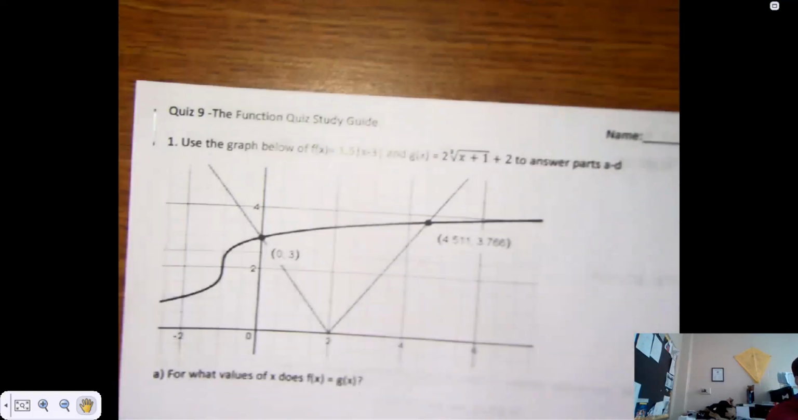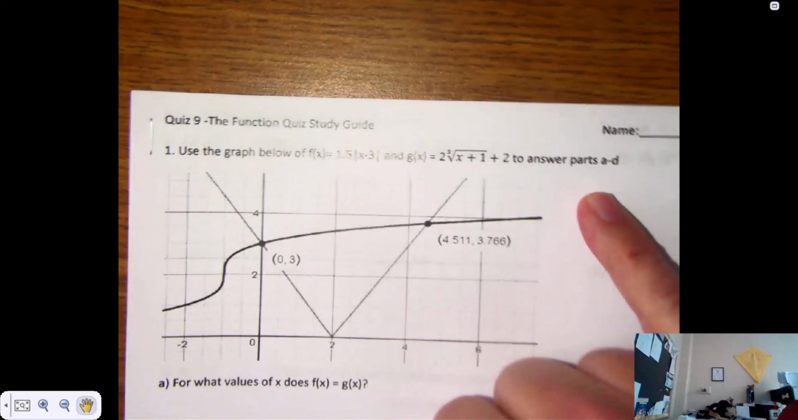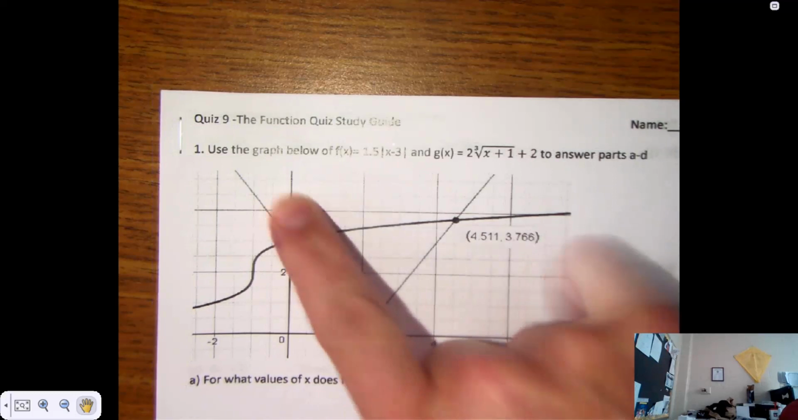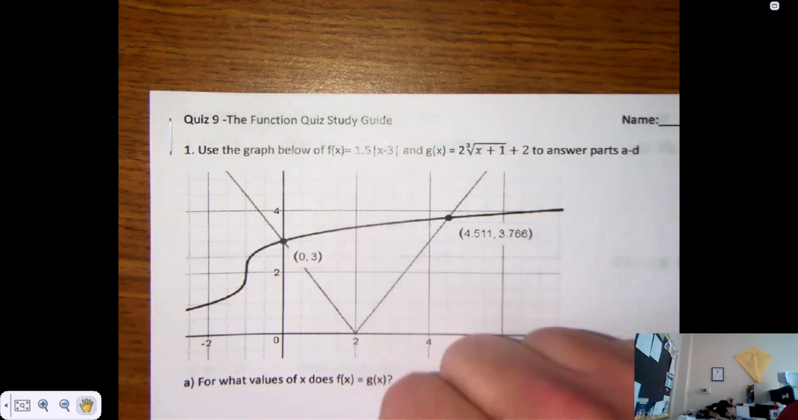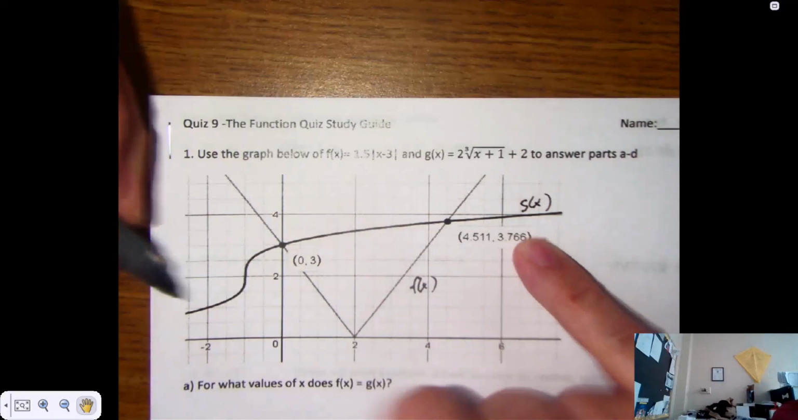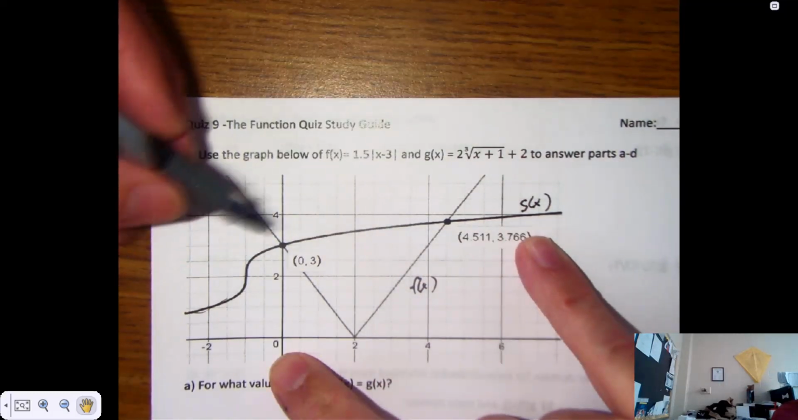First off, we have a graph. We're supposed to use it to answer parts A through D. Now, I didn't identify what's what. The V, is it f of x or is it g of x? The V is f of x because you saw absolute value. So this guy is f of x. And the curve is g of x because it's a cubic root. Remember how cubic roots look?